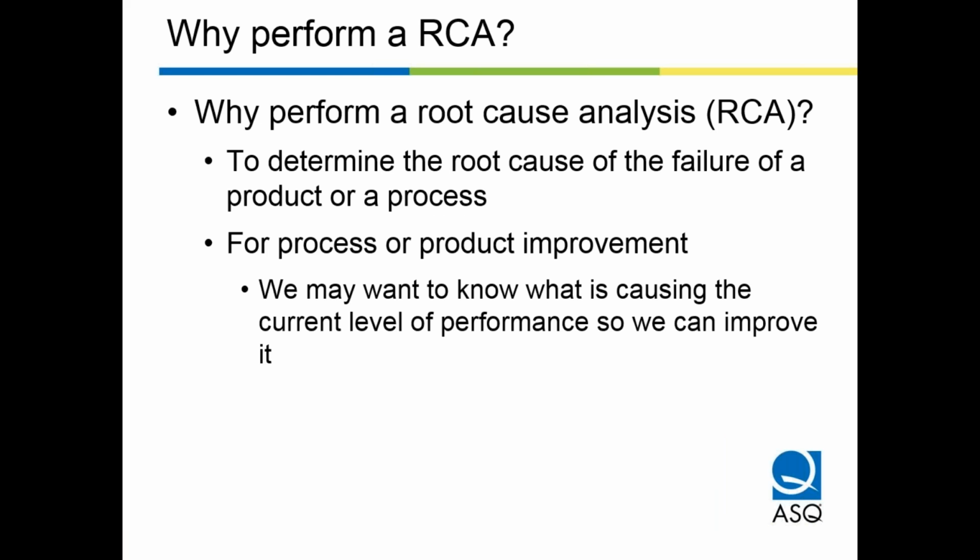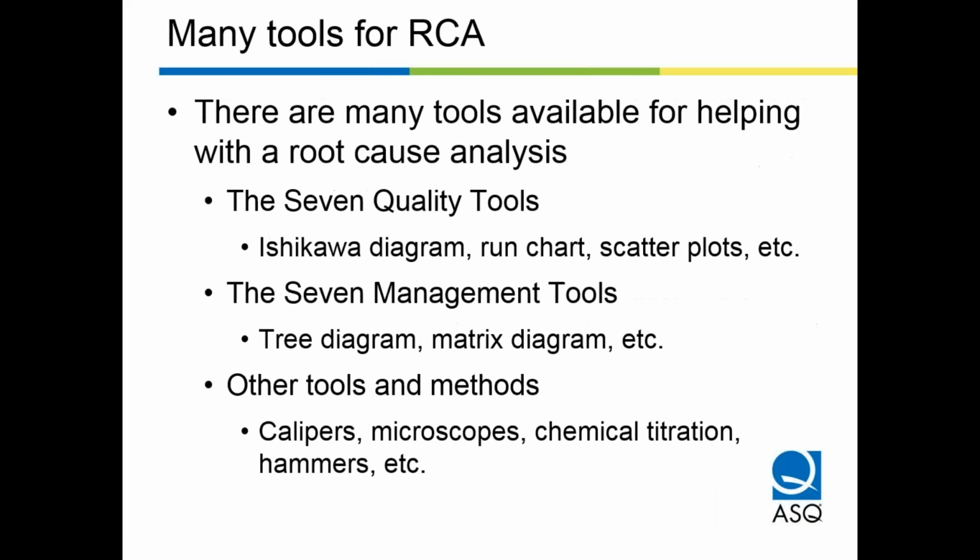So first I'll talk about why do we perform a root cause analysis? We typically perform this when we have the failure of a product or process. But I'd like to point out these same principles I'm talking about here also apply for product or process improvement. Suppose we want to know why a system's performing the way it is at the moment. It's not a traditional failure root cause analysis, but what I'm going to be presenting does apply there just as well.